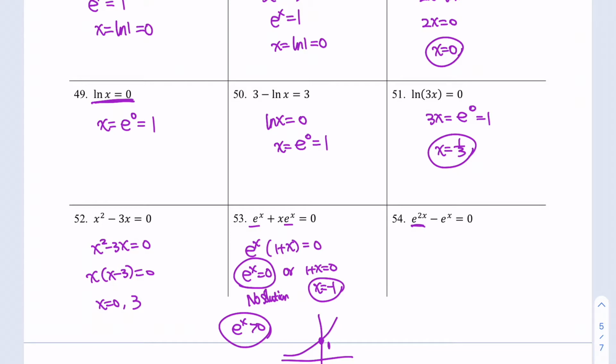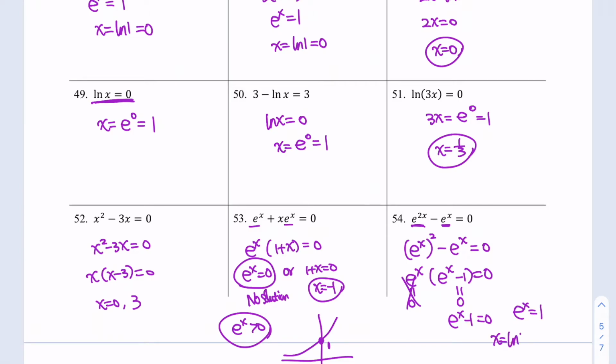So e to the 2x minus e to the x. We can write e to the 2x as e to the x squared minus e to the x. We can factor e to the x out. So this equals 0 or this equals 0. So not possible here. So e to the x minus 1 equals 0. E to the x equals 1. X equals ln 1 equals 0.